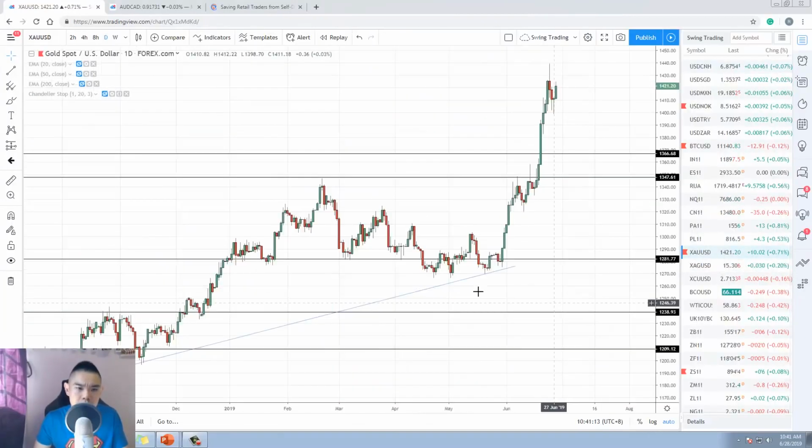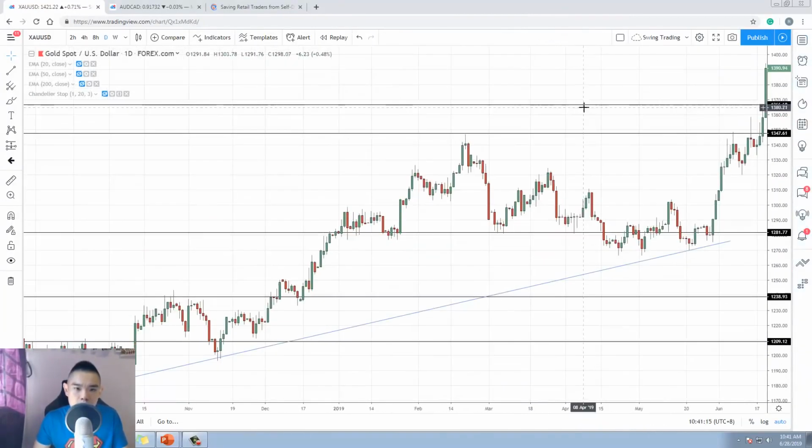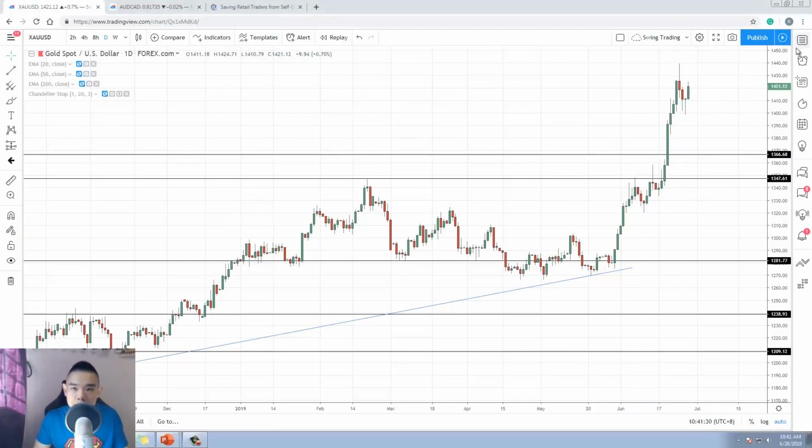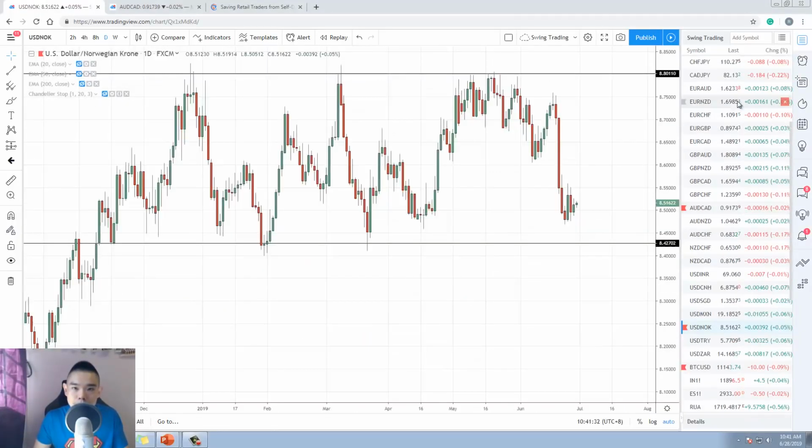If you look at this market of gold, you can see that over here, this is a trending move. This is a trending move. This is a trending move. Notice the range of these candles are larger than usual. This is what we call a trending move. So here's another example, just to make my point.